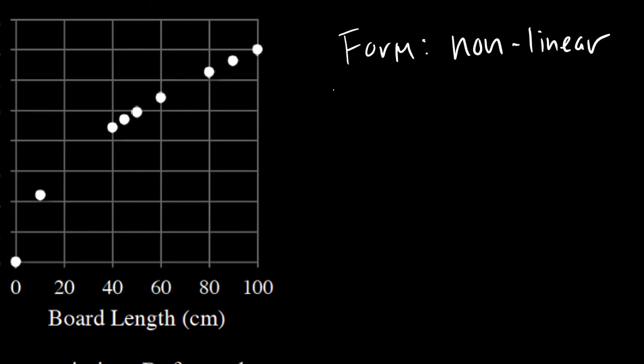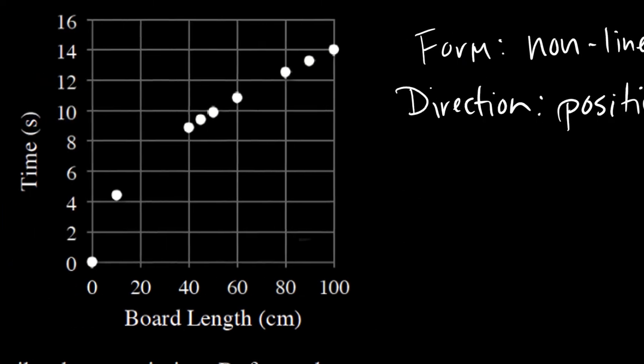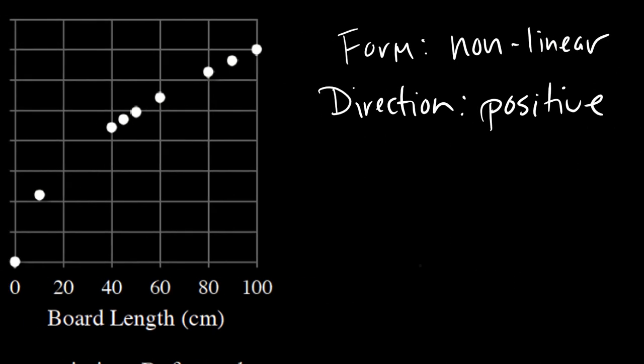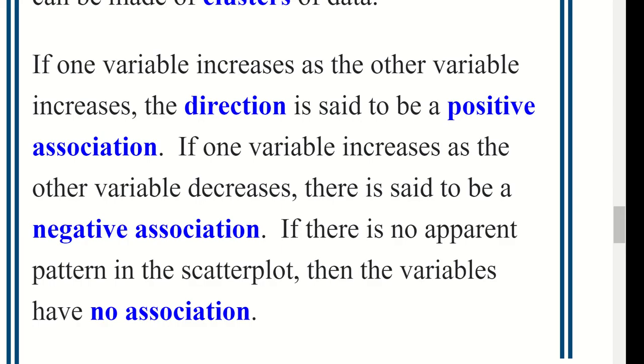So we've got the form, we've got direction, and our direction is positive. And that's pretty much all I caught with what I said, is that as board length increased, the time increased. So I got that it was positive, but I didn't get the form. And then they're missing two other things.